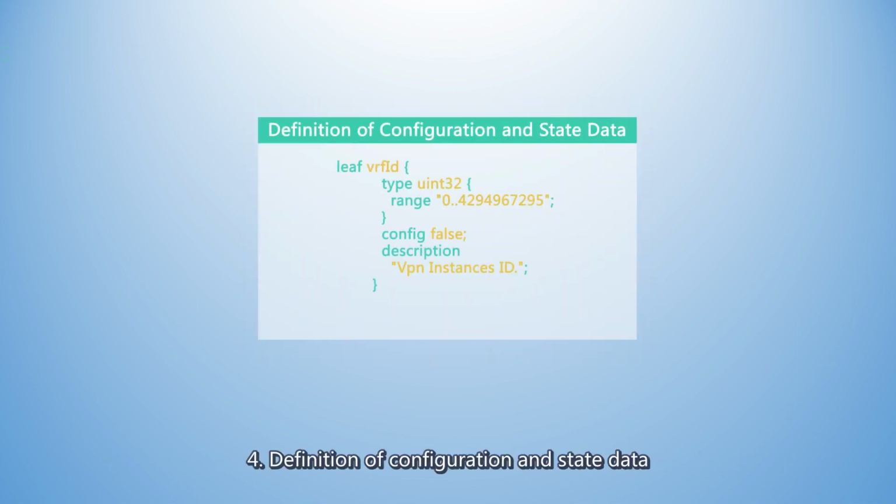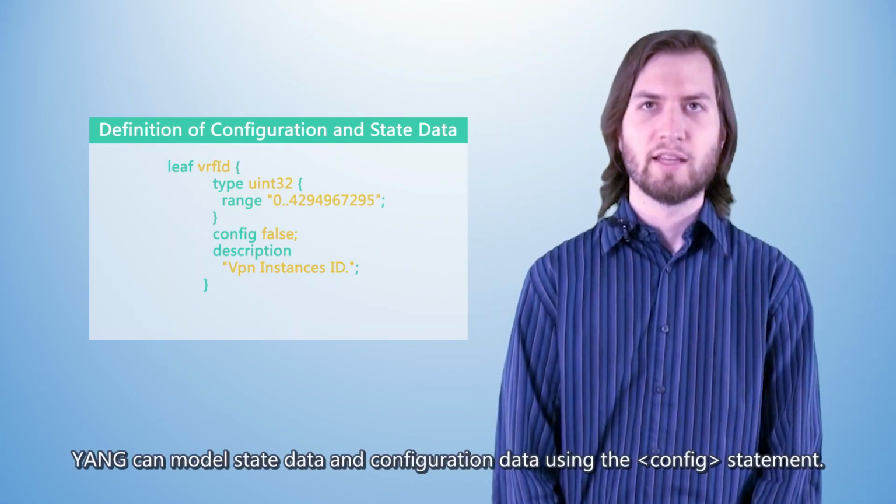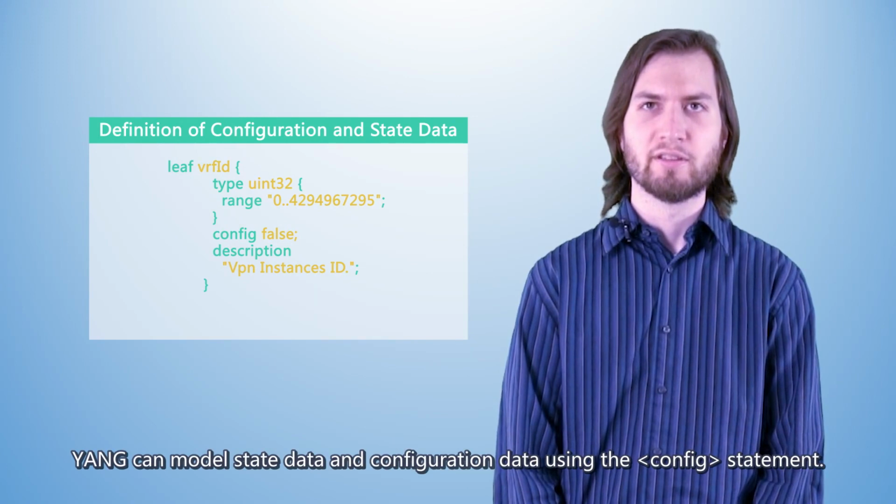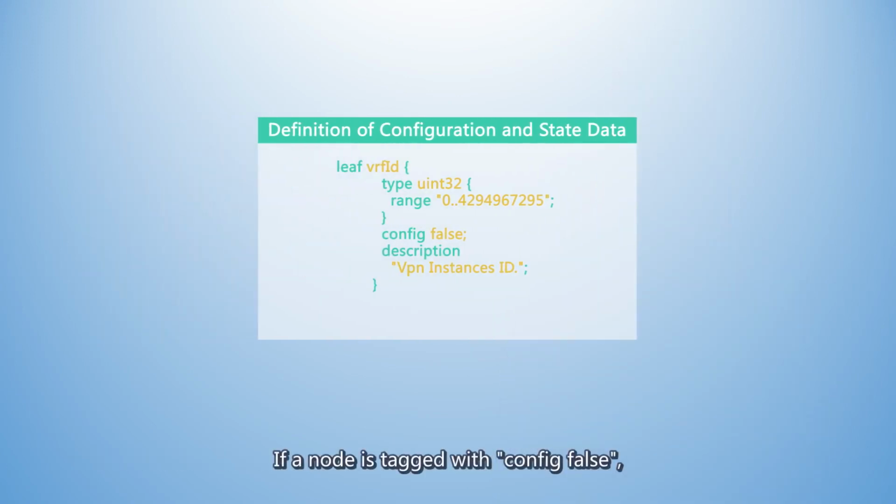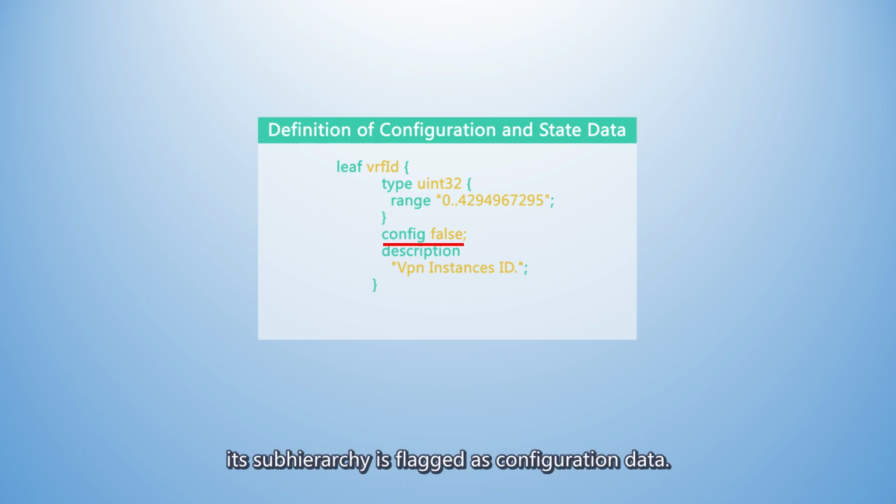4. Definition of configuration and state data. YANG can model state data and configuration data using the config statement. If a node is tagged with config false, its subhierarchy is flagged as state data. If a node is tagged with config true, its subhierarchy is flagged as configuration data.